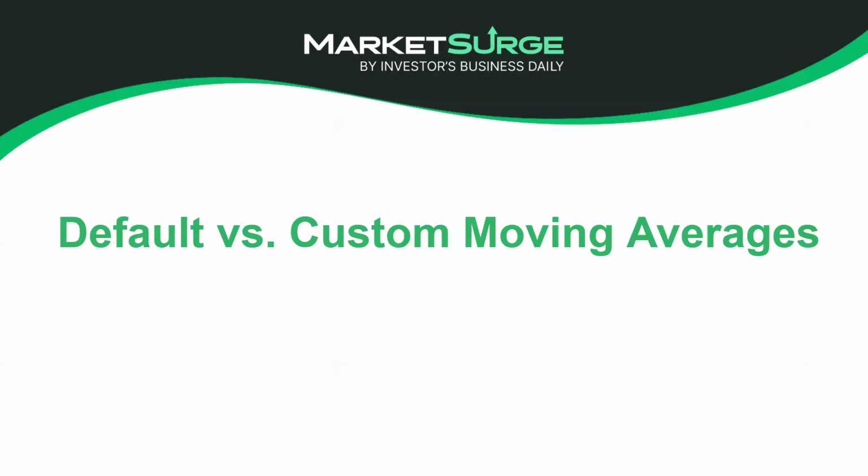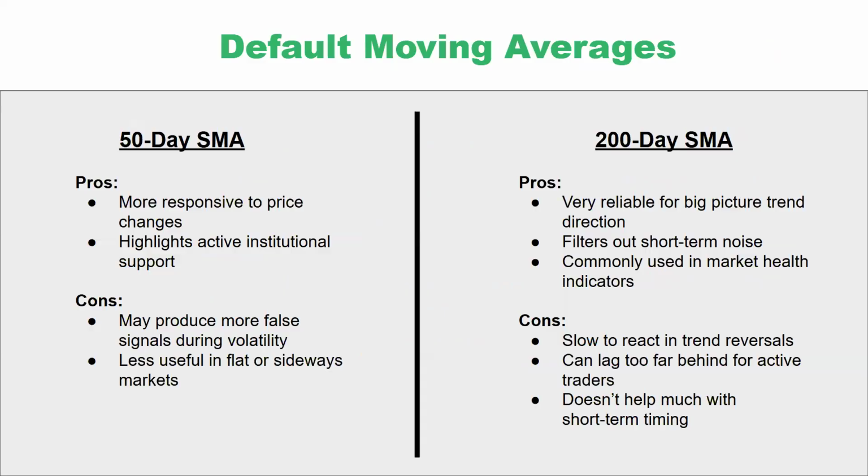All right. And then talking about some of the default and custom ones, as I mentioned a moment ago, the 50-day and the 200-day are both the default moving averages. The 50-day being the more responsive one because it's a shorter time period, and the 200-day being a longer time period and less reactive, right? So that 50-day is more responsive, frequently used by institutions.